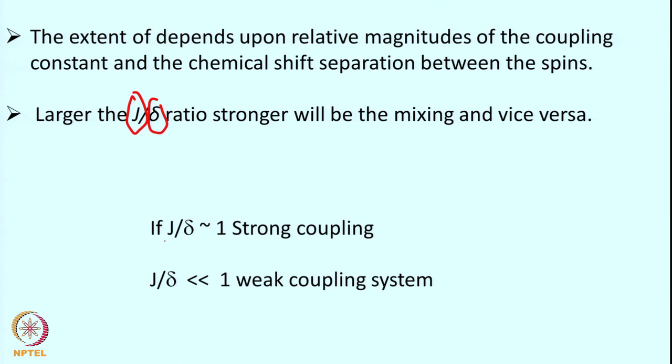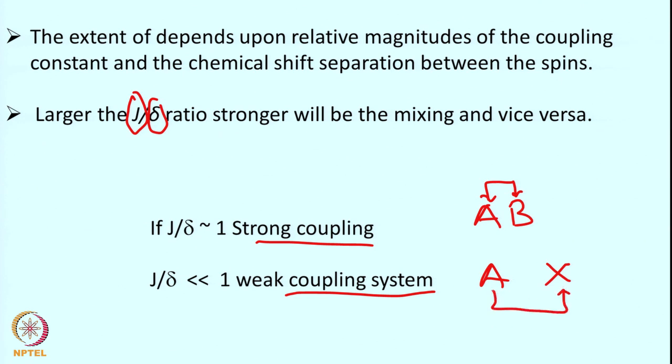So, if J by delta is approximately 1, this is called a strong coupling case, and if J by delta is less than 1, it will be called a weak coupling system. So, AB kind of system is a strong coupling system, because here the difference in the chemical shift is small. However, AX kind of system is called weak coupling system. Here the separation in these two chemical shifts is quite a bit.